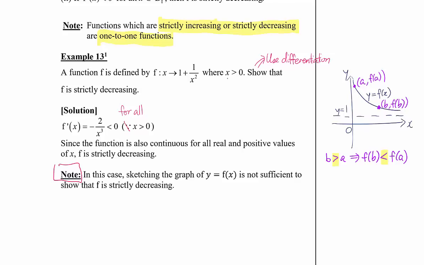Now the domain of f is x is more than 0. Okay, so for all x more than 0, x cubed will be positive, and negative 2 over x cubed will be negative. Alright, therefore f prime x is negative for all x inside the domain of f.